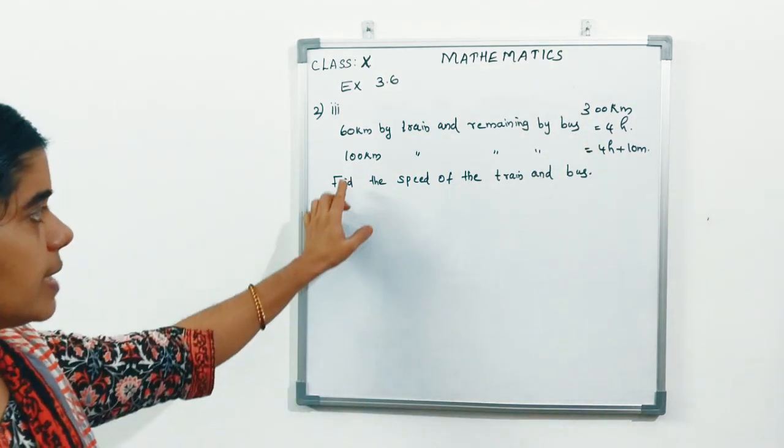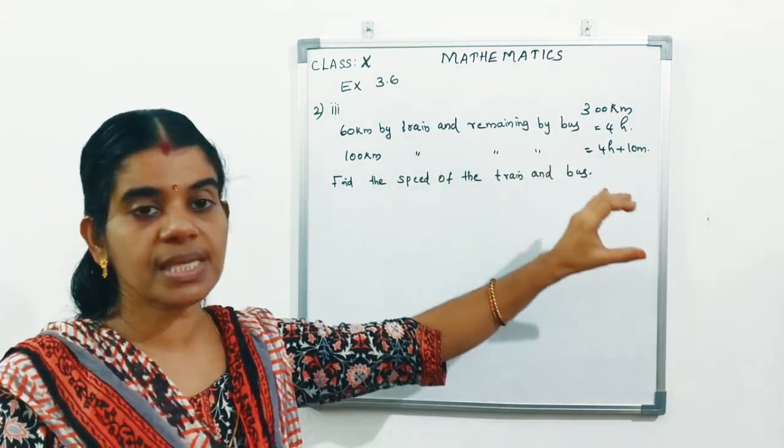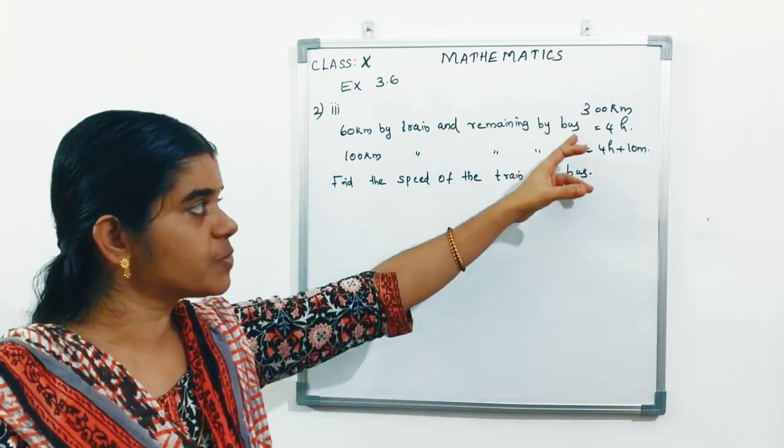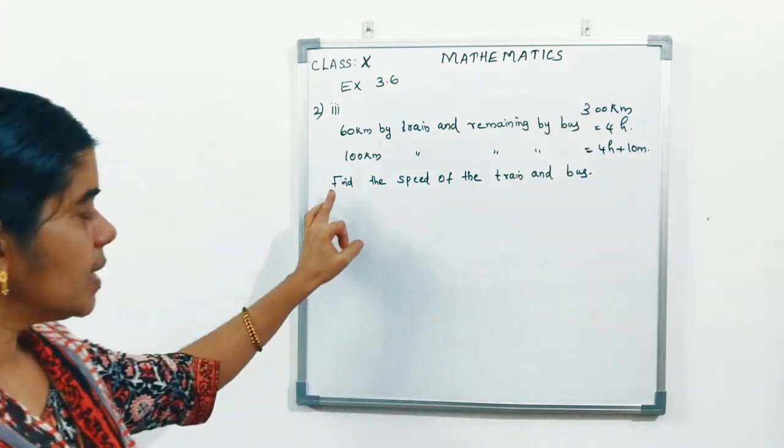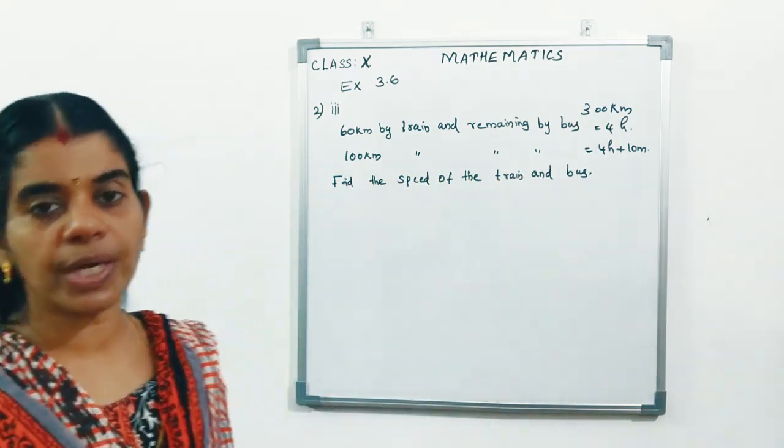In the next case, he travels 100 kilometers by train and the remaining by bus. He takes 10 minutes more than the 4 hours. Then you want to find out the speed of the train and the bus separately.